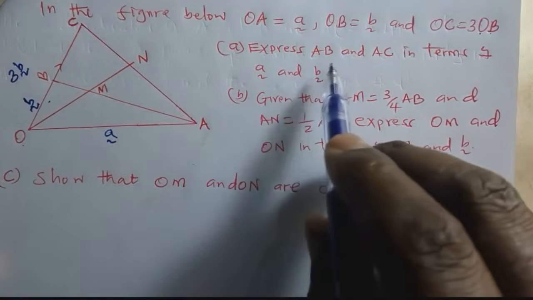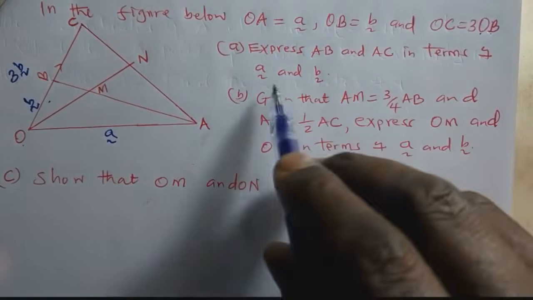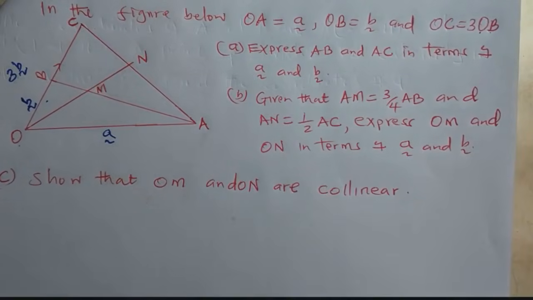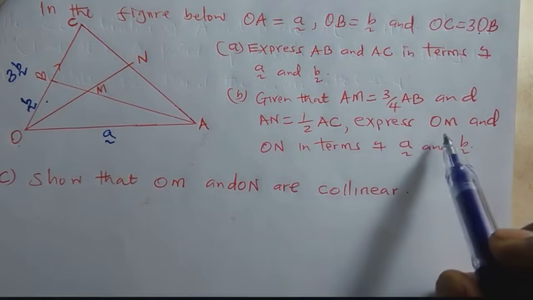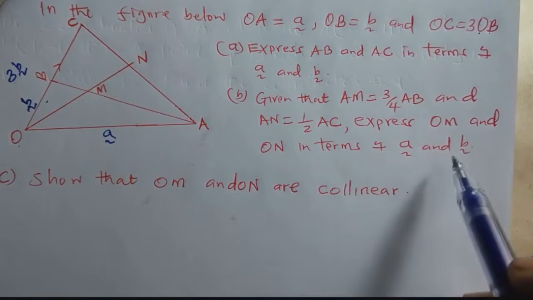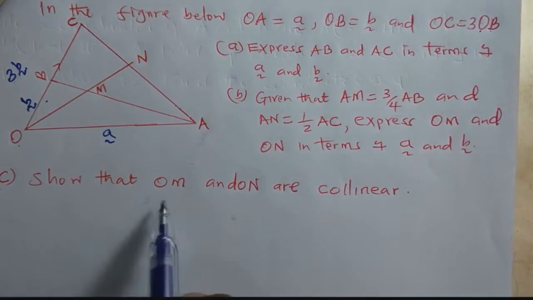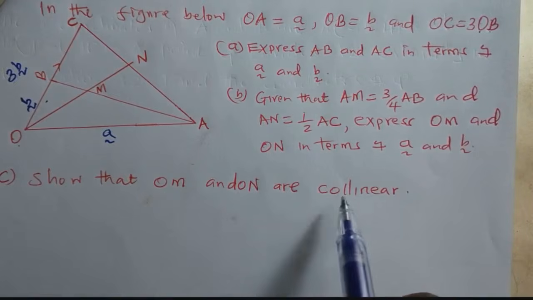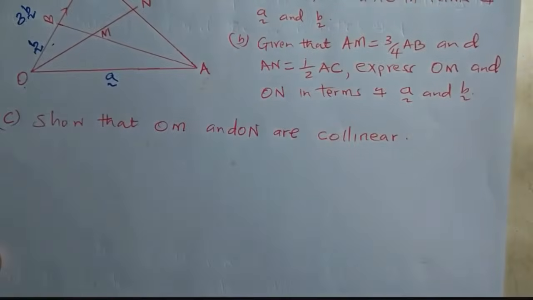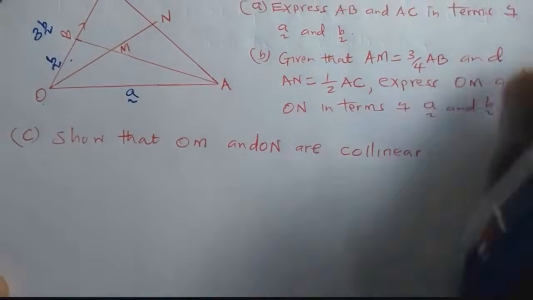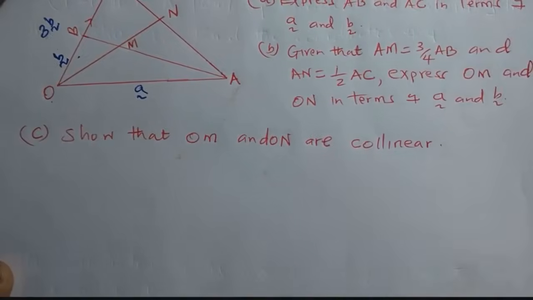Express AB and AC in terms of A and B. Given that AM is this and AN is this, express OM and ON in terms of A and B. Show that OM and ON are collinear. So let's start by expressing AB and AC in terms of A and B.